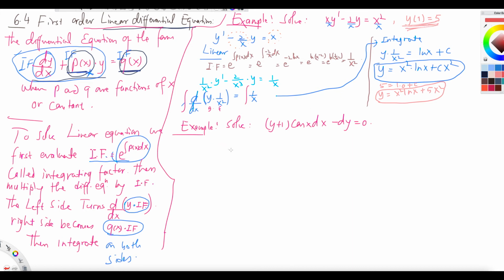So the second example is solve (y plus 1) cosine x dx minus dy equals 0. So how do I write it in the dy over dx plus P(x) y equals Q(x) format? I want to write it in the derivative form.